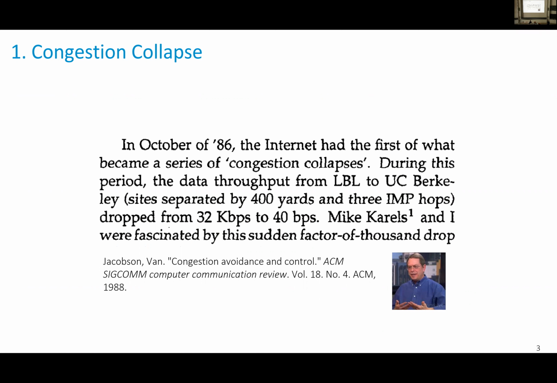So the modem was simply a physical device that would produce audible sounds that were put into the lines, and the result was something like 32 kilobit per second. And then it collapsed down to 40 bits per second, which was one of the documented experiences, but there were many more over longer distance. In the middle of the '80s, TCP and IP had this problem of congestion collapse.